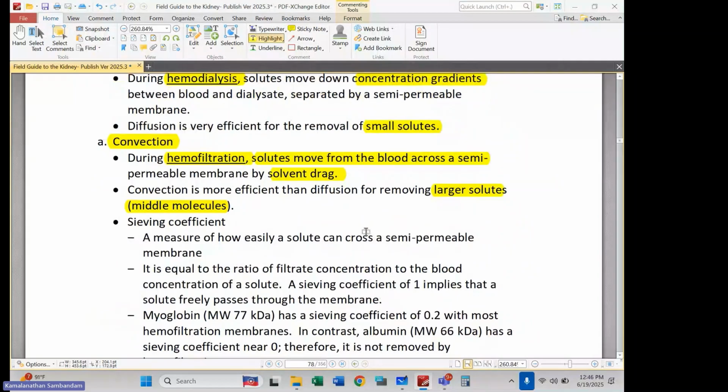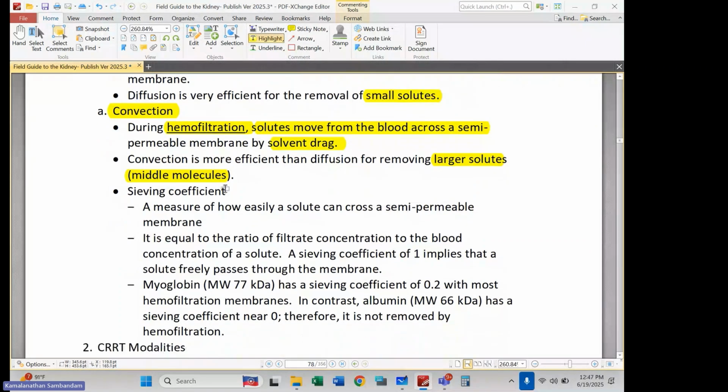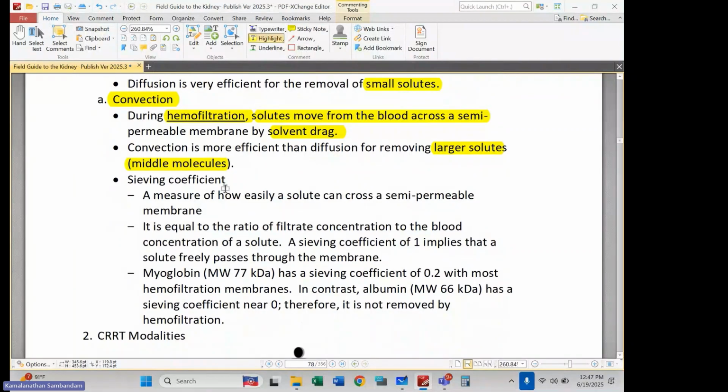Remember, we talked about phosphorus. Even though it's a relatively small molecule, it acts like a middle molecule because of its shell of water molecules around it. So if I'm interested in clearing more phosphate, or if I'm interested in clearing vancomycin in a patient with vancomycin toxicity, I might preferentially apply hemofiltration, okay?